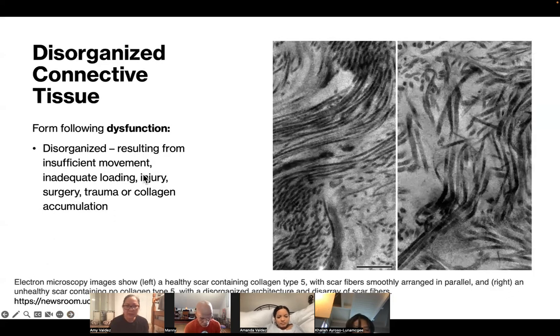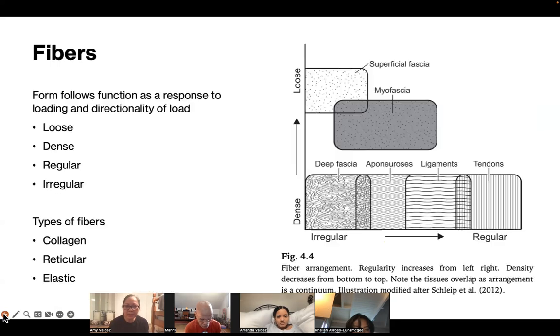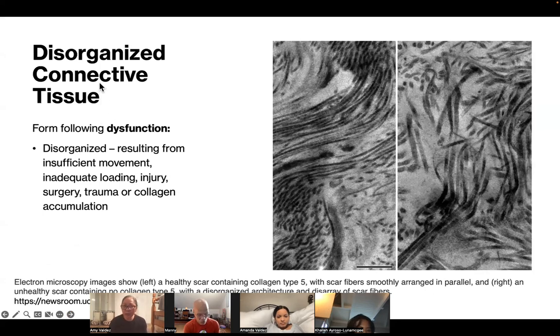All right. And I wanted to show you this because there's a difference between irregular fibers and disorganized fibers. Disorganized fibers are a response or a result of dysfunction, like if you have insufficient movement, people who are sedentary, they don't move their muscles around. The fascia just sits there, or the fibers just sit there, and there's nothing acting on them. So they just go whichever way. Or inadequate loading, not enough load, not enough challenge, injury, surgery, trauma, or collagen accumulation.